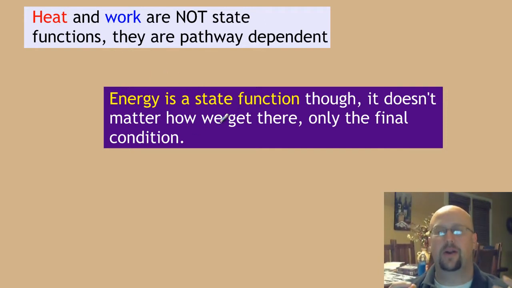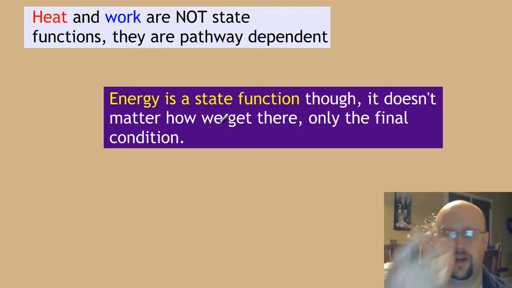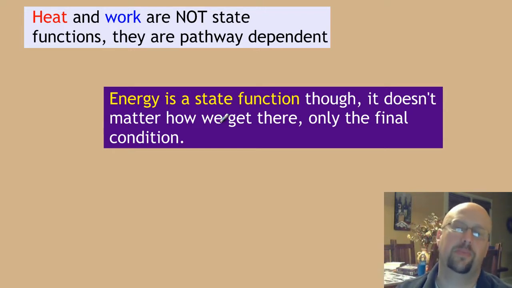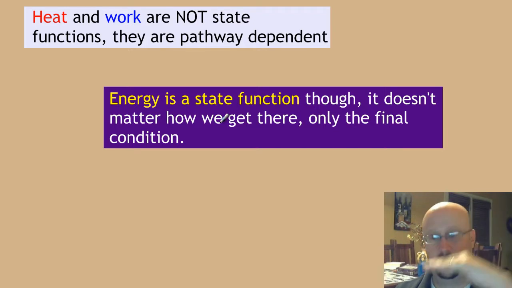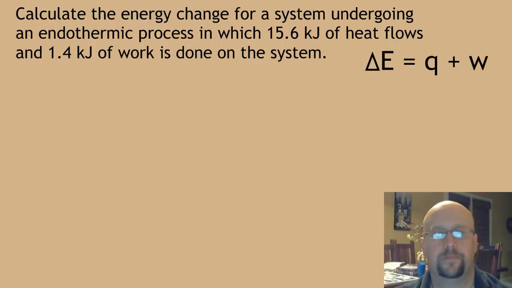So it doesn't matter how we got there really. What matters is what was the initial condition, what's the final condition, and we can just make our calculation so simple. The math works out a lot easier if something is a state function because you just have to worry about initial and final conditions. You don't have to do every single step along the way. You can just go that straight line through the whole thing.